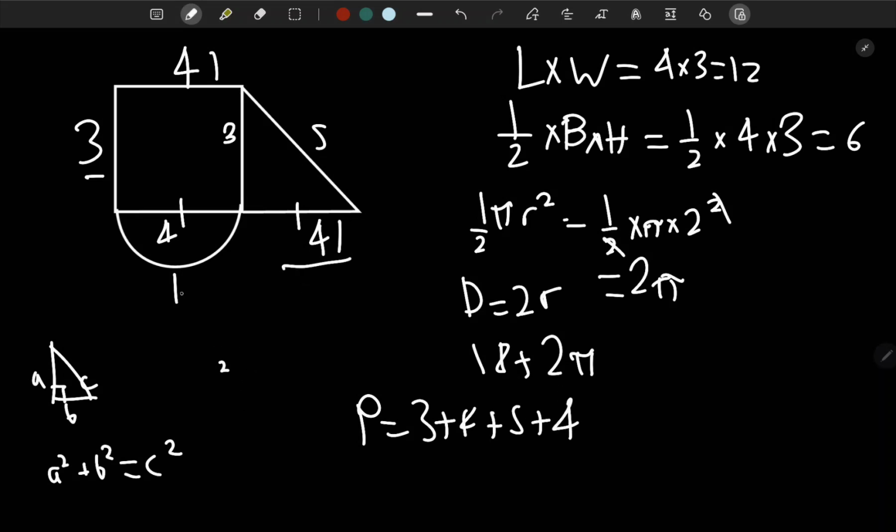The formula for calculating the circumference or the outer line of a circle is 2 pi r. But since we are calculating the semicircle, which is half, we just need to multiply this formula by half. So it's going to be pi r. So all we need to do is pi r, where r is 2. So it's going to be 2 pi. And now just calculate it: 7, 12, 16 plus 2 pi.